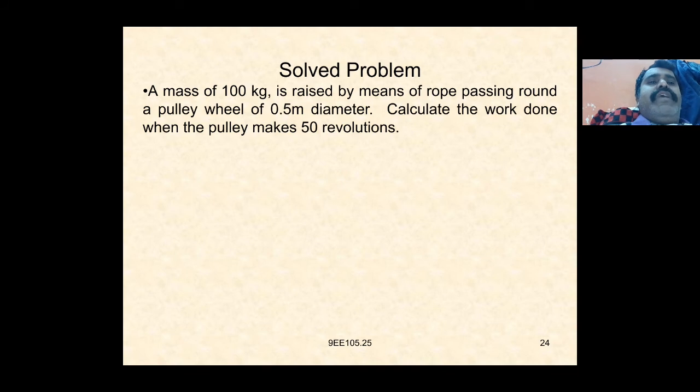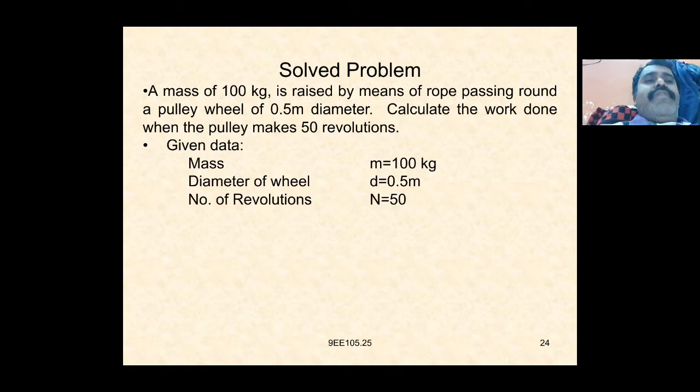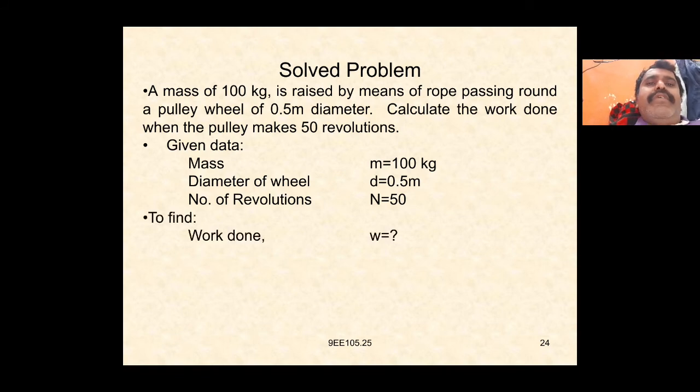A mass of 100 kg is raised by means of a rope passing around a pulley wheel of 0.8 meter diameter. Calculate the work done when the pulley makes 50 revolutions. The given data: mass is equal to 100 kg, diameter of the wheel is equal to 0.8 meters, number of revolutions N is equal to 50.